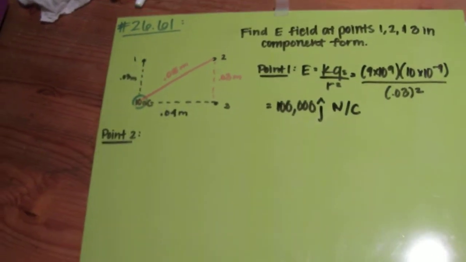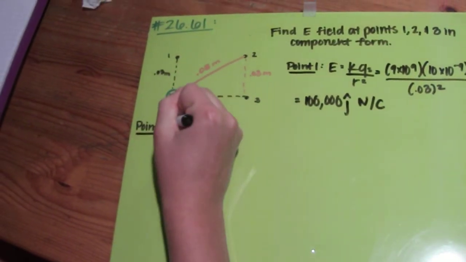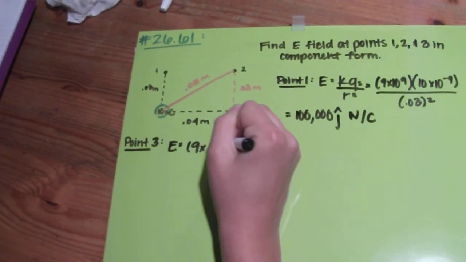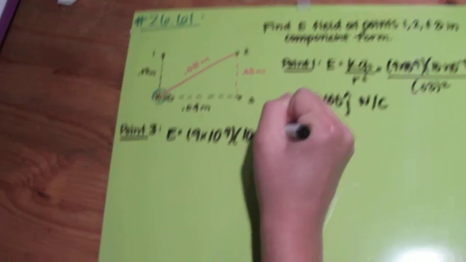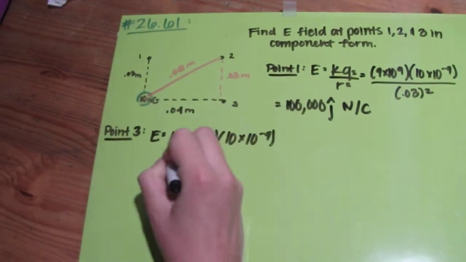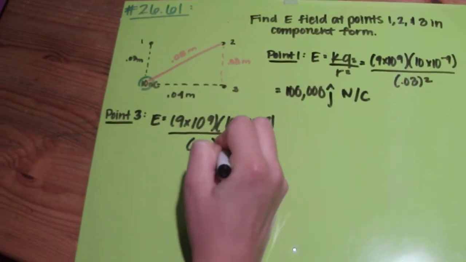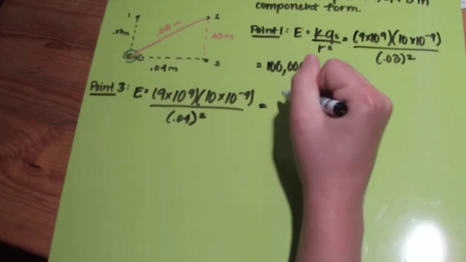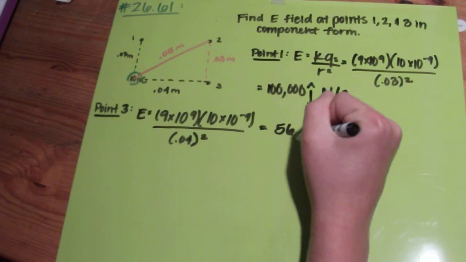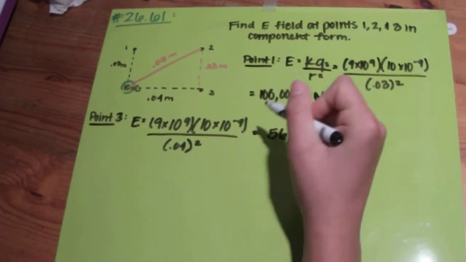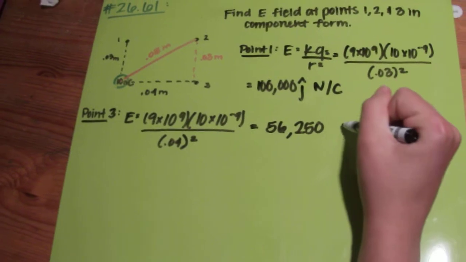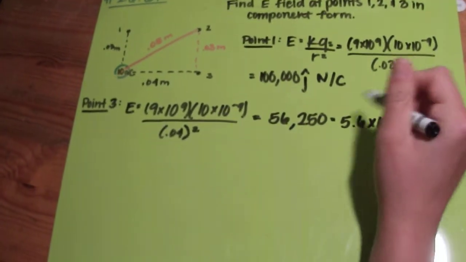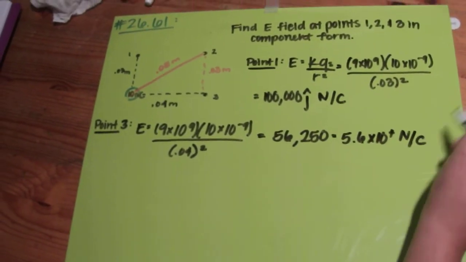And for point 2, well, we'll get to point 2. Let's do point 3 first. We'll do the same thing. E equals 9 times 10 to the 9th times 10 times 10 to the negative 9th. This time it's 0.04 squared. So we should get a smaller number since it's farther away, and we do. We get 56,250, but using sig figs, we'll round that to 5.6 times 10 to the 4 newtons per coulomb.